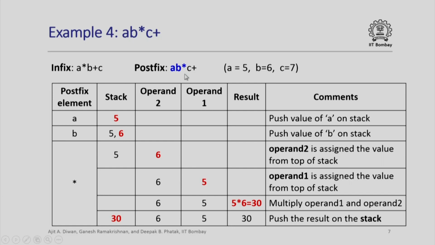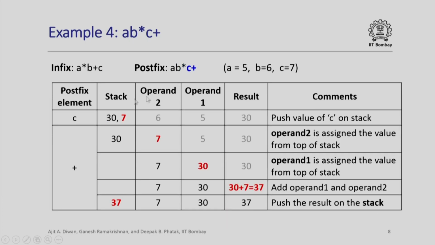Let us go to the subsequent characters C plus. When C comes, it is an operand, so we push it onto the stack. Then comes the operator plus. When the operator comes, we again apply the same logic. We have two operands on the stack. We get them one by one into operand 2 and operand 1 and perform the operation plus. The result will be 37. The result 37 will now be pushed onto the stack.